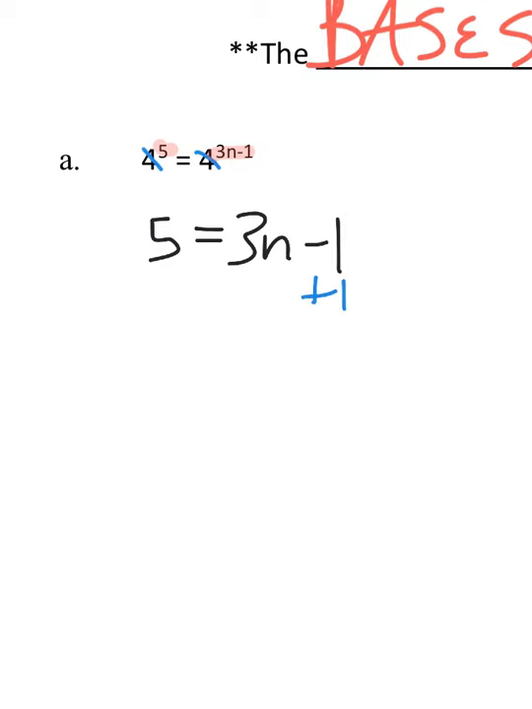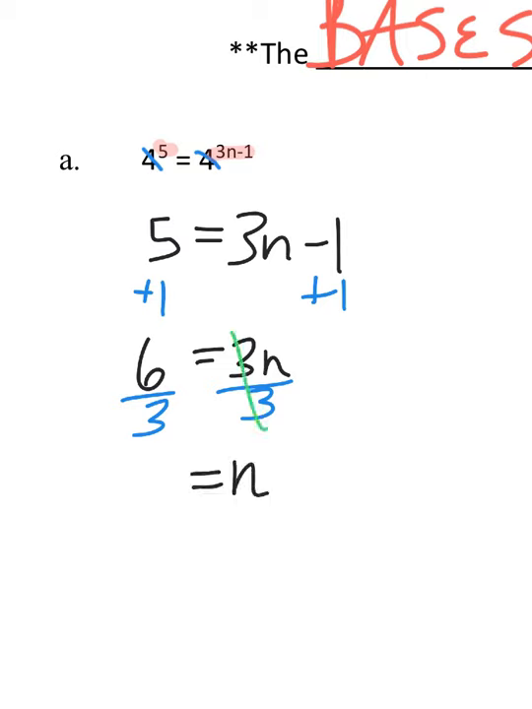So we could add the 1 to start with. That'll give us 6 equals 3n. And still trying to get the n by itself. Currently, that's 3 times n. So we should divide by 3 to get rid of it. And then that will solve the variable n equal to 6 divided by 3 is 2. And there we go. That's solved.